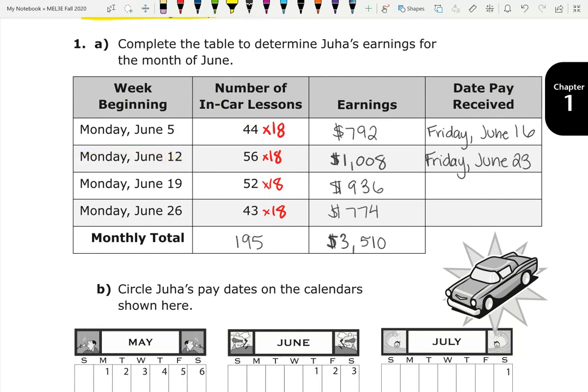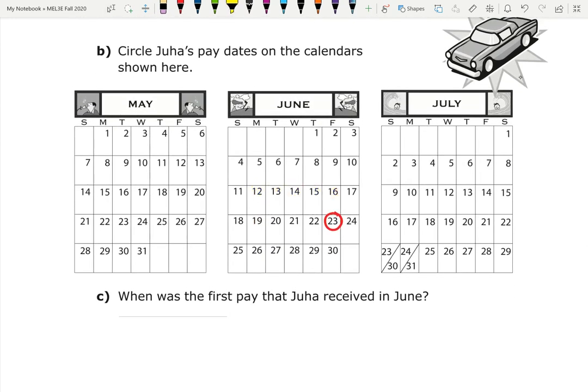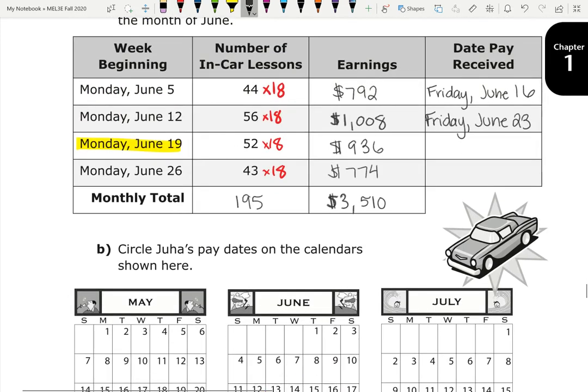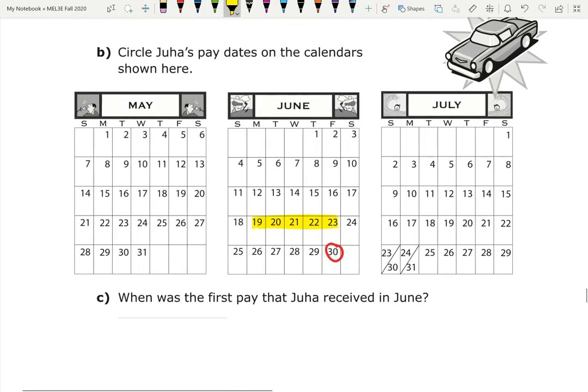Next, Monday, June 19th. This week, right here, he would get paid the following Friday, the 30th. And finally, Monday, June 26th to the 30th. The following Friday would bring us to July the 7th.